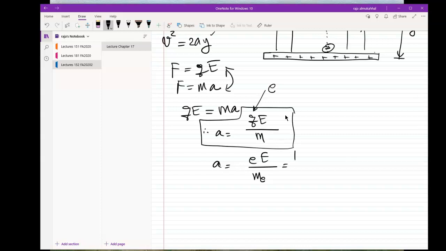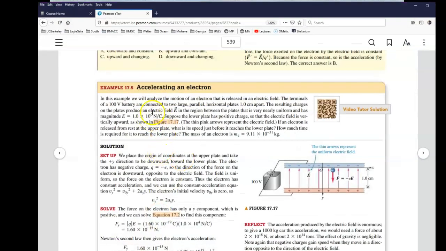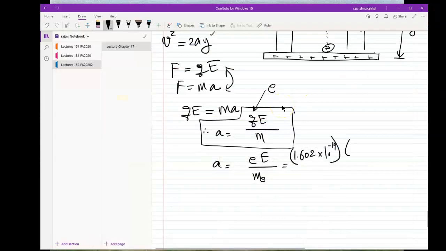The fundamental charge, 1.602 times 10 to the negative 19. The electric field, he gives it to me, I believe 10,000, 10 to the fourth, divided by the mass of the electron, 9.11 times 10 to the negative 31 kilogram. And there we go. I can use this data to calculate the acceleration of the electron. So let's do that.